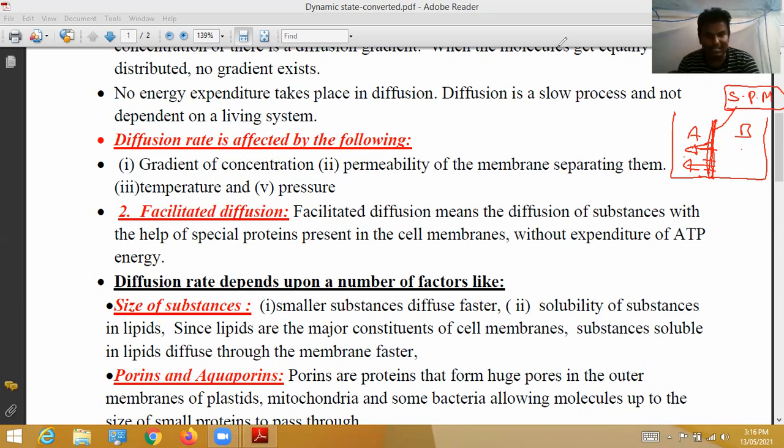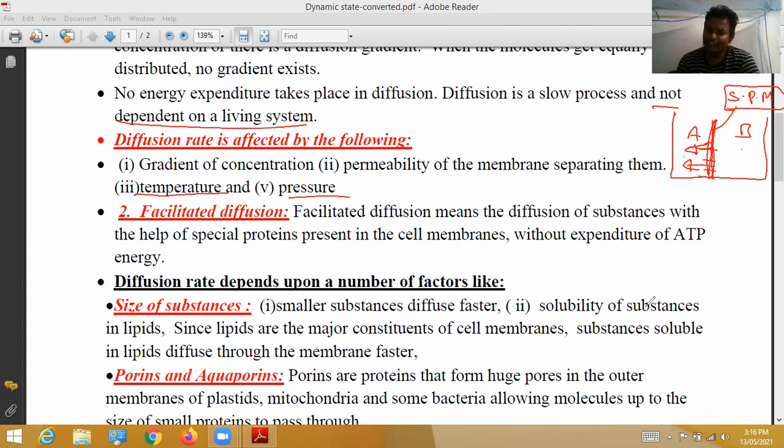Okay, already we discussed here, it is not dependent on any living system. So any membrane, if it is there, the diffusion process is disturbed. Temperature and pressure. Temperature and pressure will affect the diffusion rate.